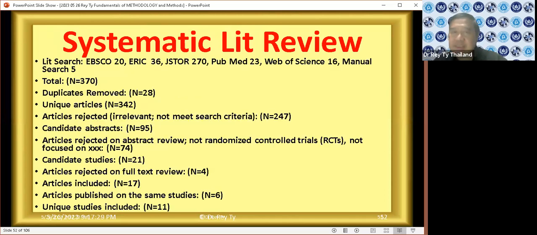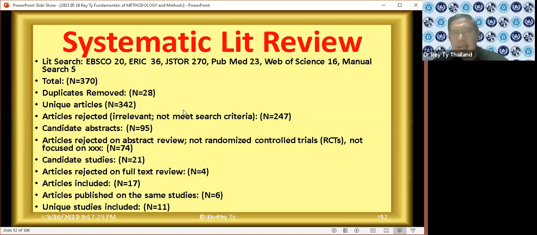This is an example of a systematic review, lit review. And number one, you say, I'm looking for a topic. Let's say it will be in business management or human resources. And I did research in EBSCO, 20 literature, Eric searched 20, JSTOR 270, PubMed 23, Web of Science I found 16, and manual search I found 5, total of 370. And I removed the duplicates. Sometimes they appear in EBSCO, Eric, and PubMed, the same article. And unique articles, therefore, is 342.